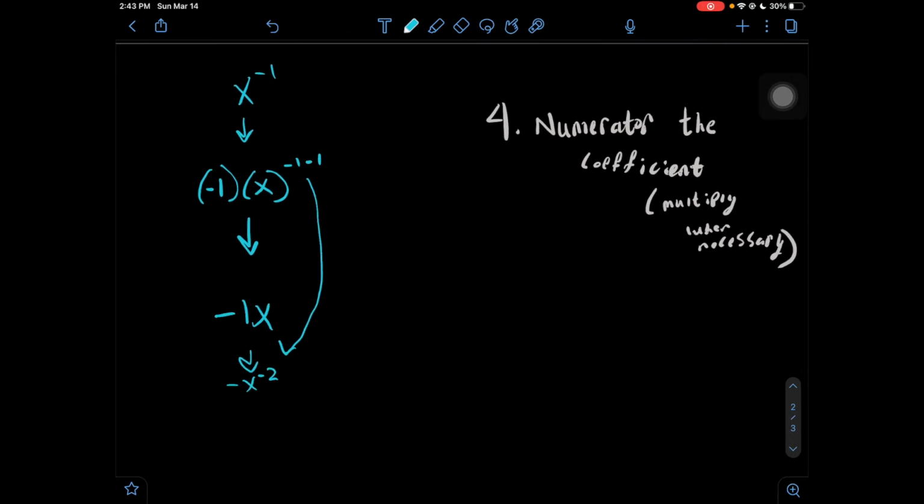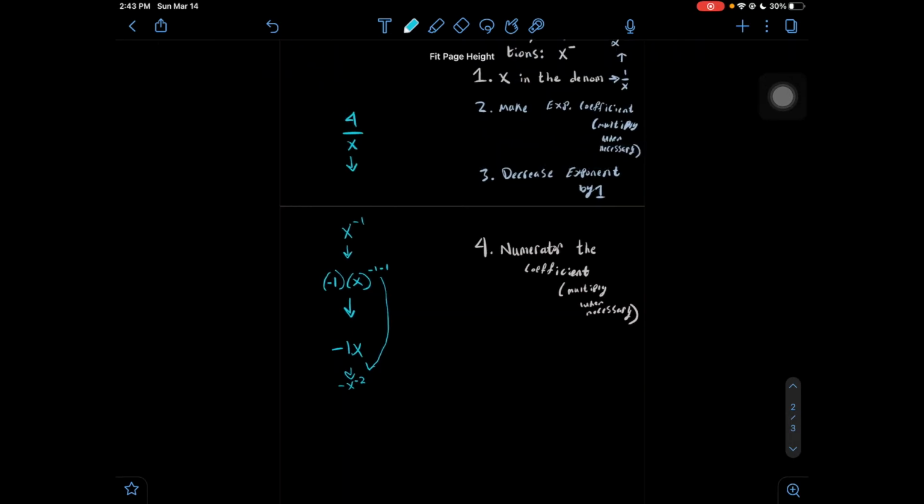So now that we have negative 2, we're going to worry about our 4 in our numerator. And in step 4, we said the numerator becomes the coefficient.